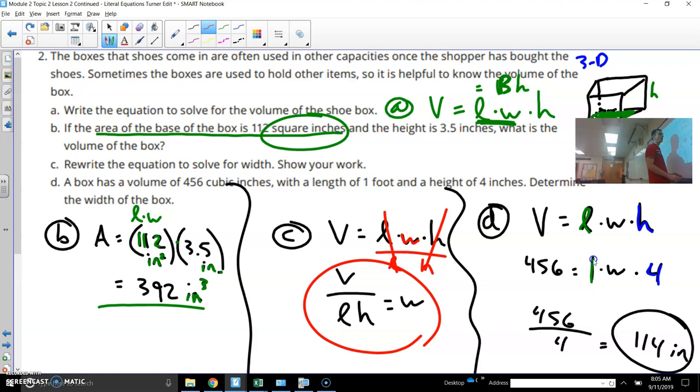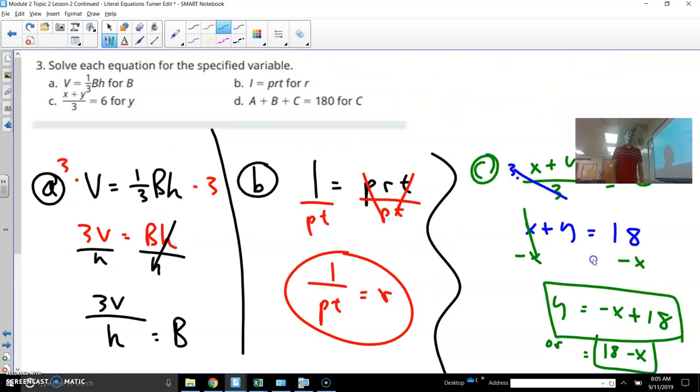And so 1 times 4, if you just go ahead and use the commutative property here to rearrange those where they're next to each other, 1 times 4, ultimately this is just giving you 4w. Well, let's just divide that 4 away to get w by itself, and that ends up giving you 114 inches. That's what the width would have to be so that you get a correct volume of 456.